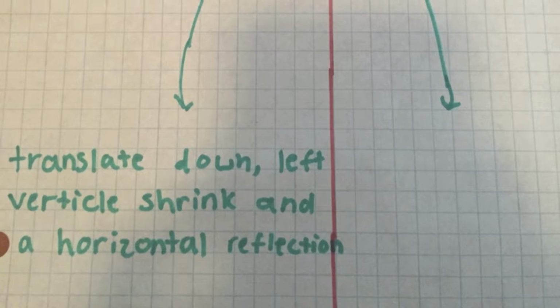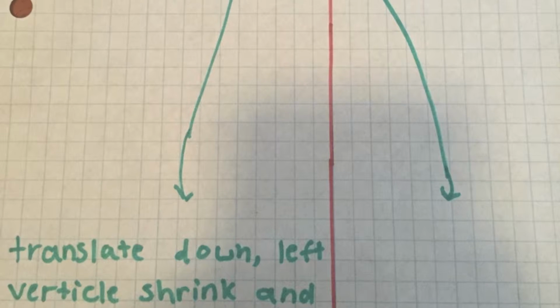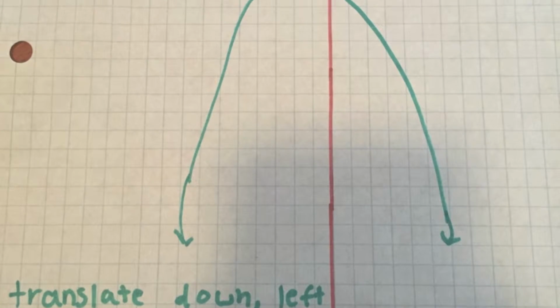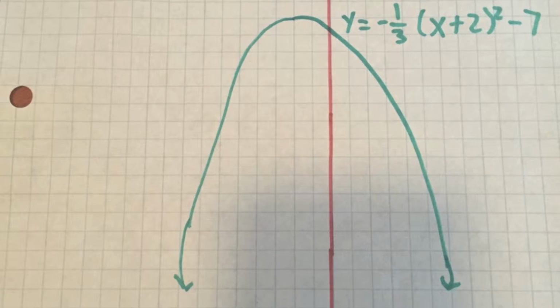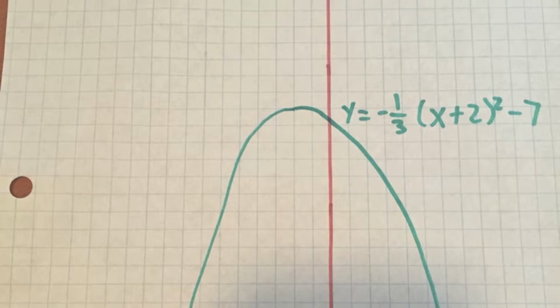Let's check over Mac's answers to see how he got his answers, and so that you people at home can check your answers too. From the parent function, to graph the new equation, you had to translate down, translate left, shrink it vertically, and reflect it horizontally over the x-axis.